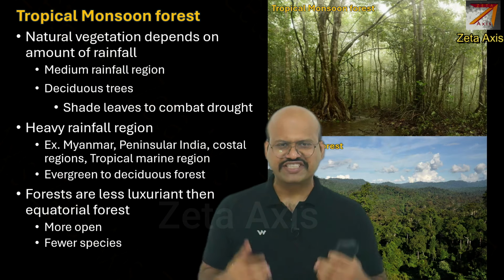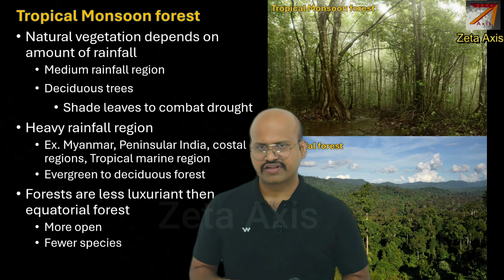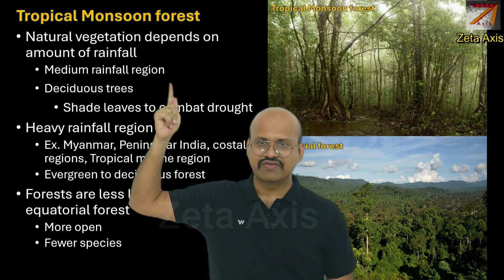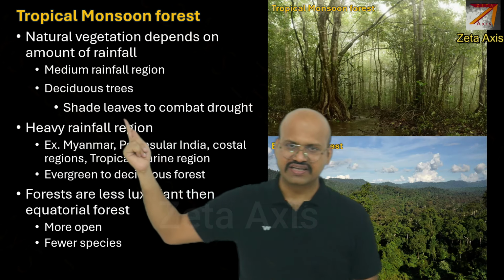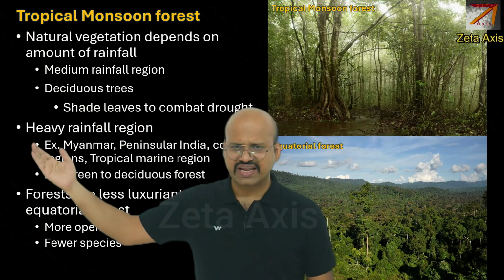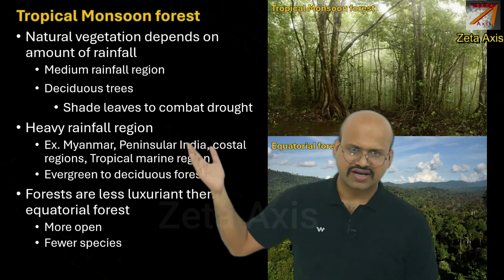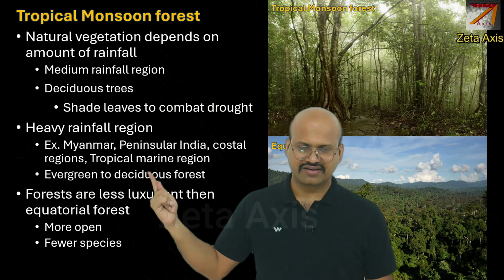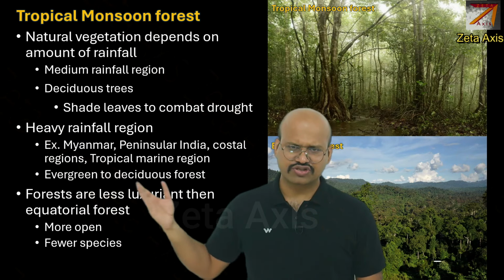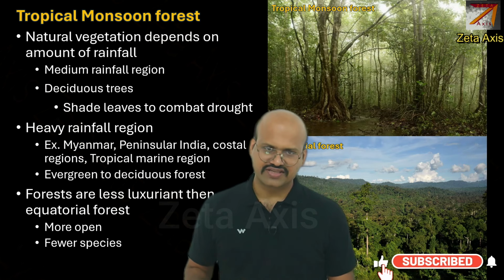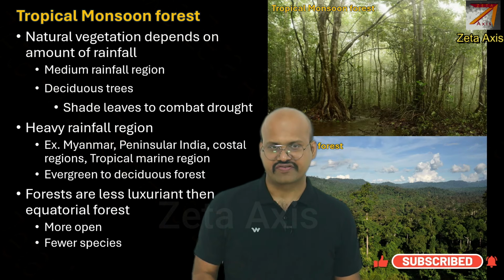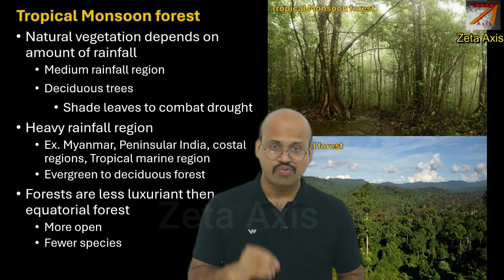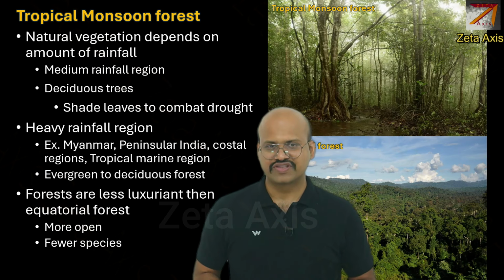Now let's see the vegetation in the tropical monsoon forests. Now the vegetation depends on the amount of rainfall. If a medium amount of rainfall occurs, then we will see deciduous trees which shed their leaves to combat drought. If the region has heavy rainfall, like Myanmar, peninsular India, in fact Western Ghats, our northeastern India, the coastal regions, the tropical marine climates, then we will see evergreen to deciduous forest. So there are evergreen forests as well as deciduous forests in those regions which have very high rainfall. And our Meghalaya, Nagaland, Manipur are examples of regions which are in monsoon climate, but because of very high rainfall, we see evergreen trees.